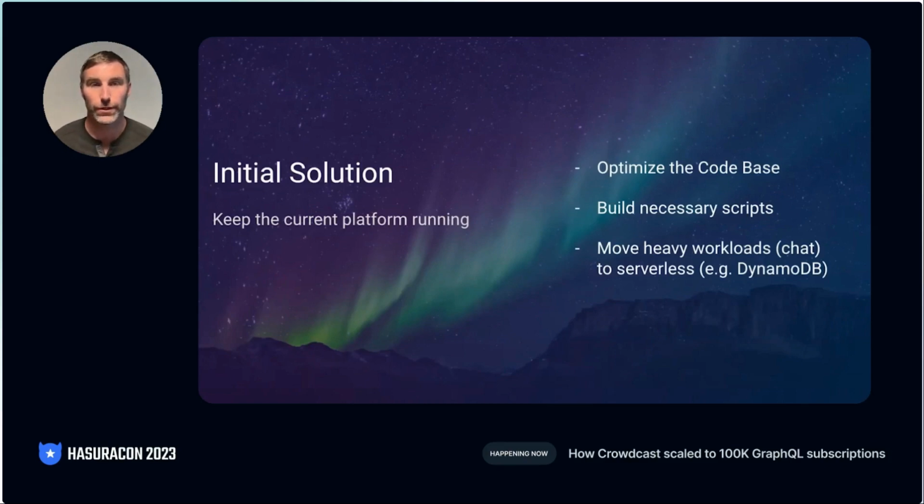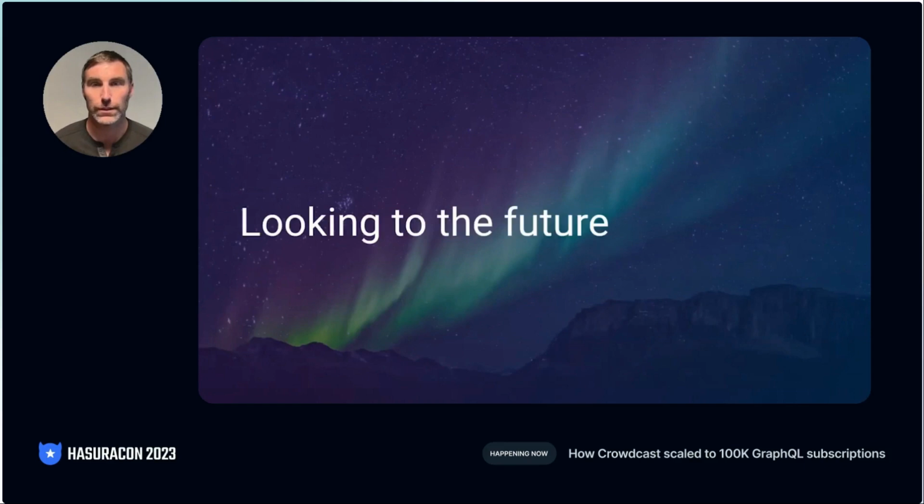Initially, we just wanted to keep the platform running. So we optimized the code base. We built all kinds of scripts to alert us, to collect logs, to reset things, all of that, the obvious stuff. And then we moved some of the heavy workloads, so the chat and other items to serverless technology, so DynamoDB in our case, just to get the stress off the system and to serve our customers that were coming in and needing a solution.